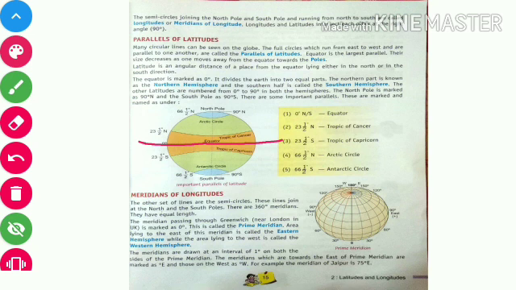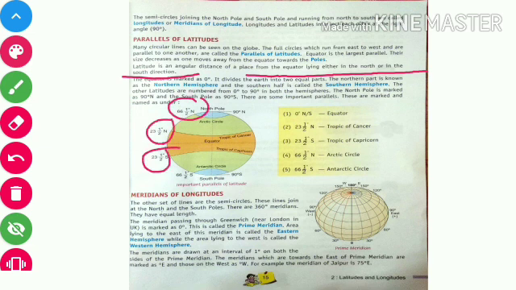Latitude is an angular distance of a place from the equator, lying either in the north or in the south. So, latitude is an angular distance. You can see these are the angles. These are the angles which are measured from the center of the earth to the surface of the earth. Okay, this is the surface of the earth.